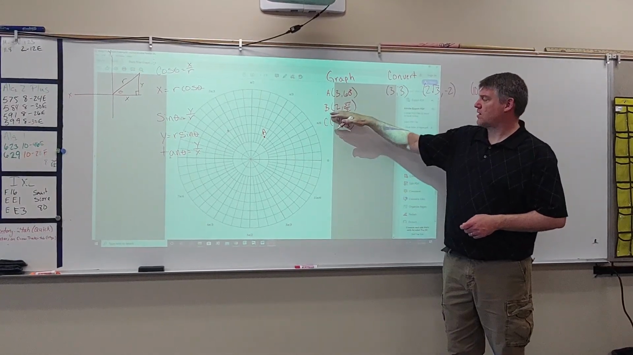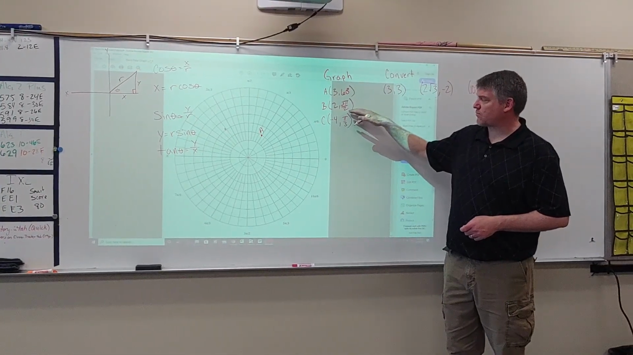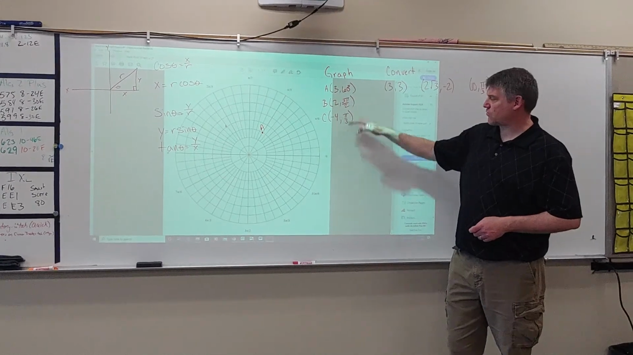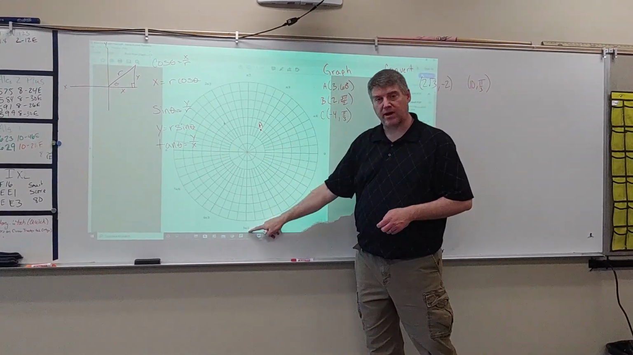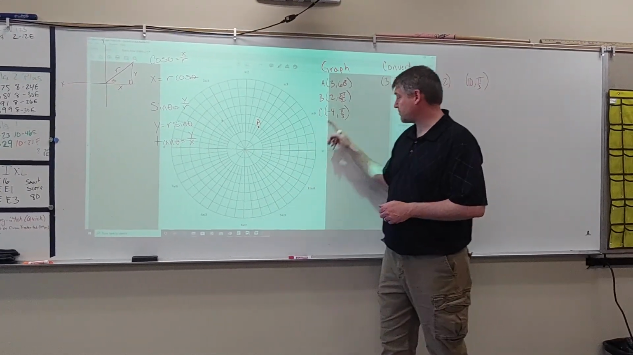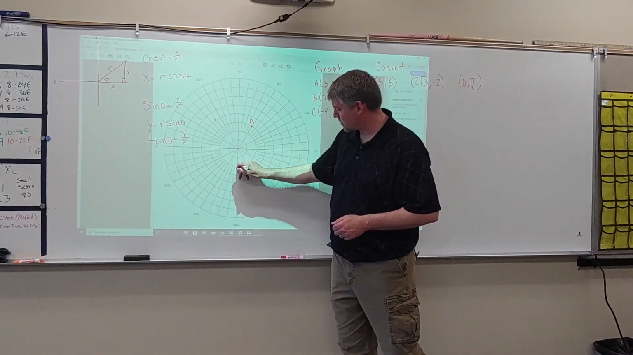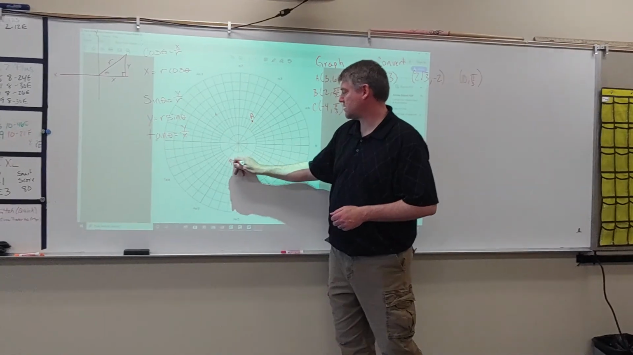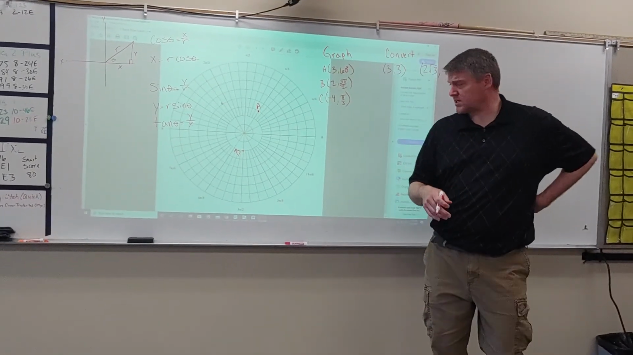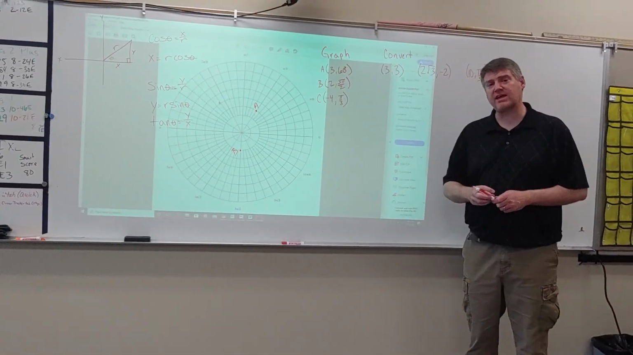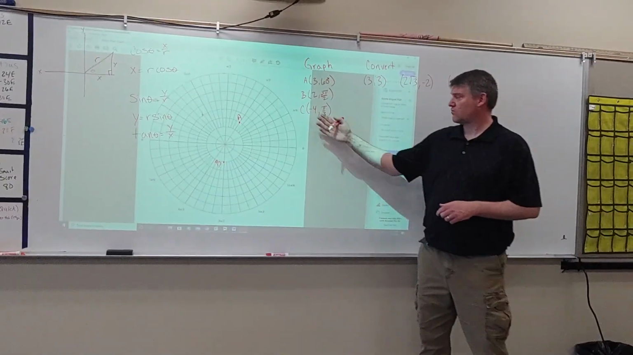So if I come here, B is at 3 pi halves. So I'm going to find 3 pi halves. Here's my 3 pi halves angle here. And I have a radius of 2. So I have 1, 2. Here is B.